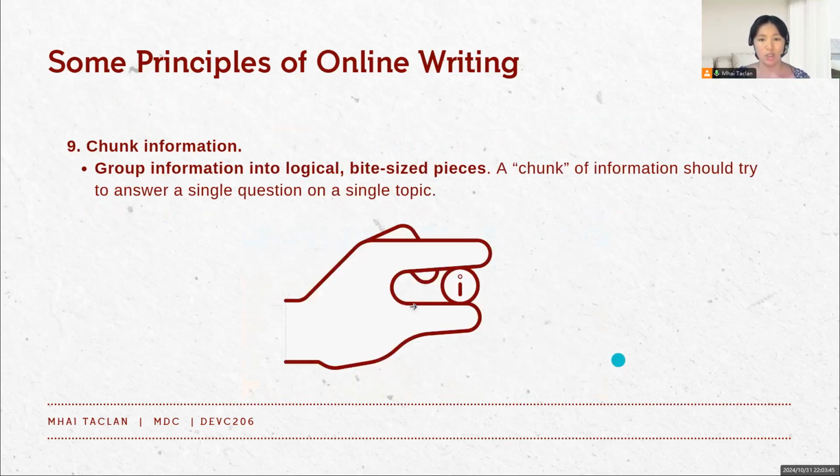Number 9 is to chunk information. So, this is to group information into logical or bite-sized pieces. A chunk of information should try to answer a single question on a single topic, which made me remember one lesson from our DevC 202 class, which is the human brain can only consume up to 7 chunks of information per sitting.